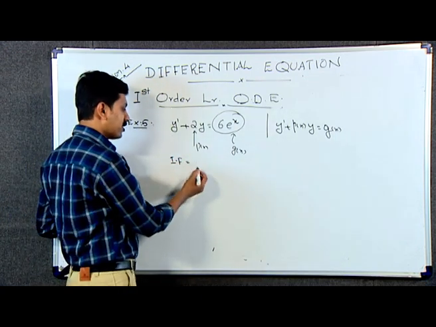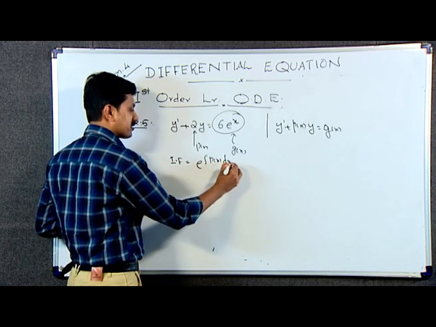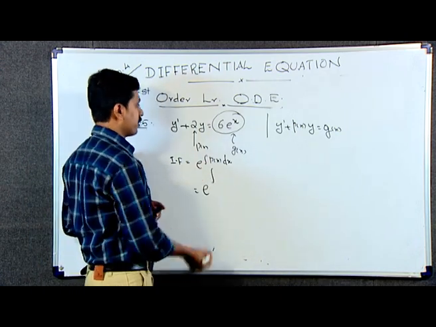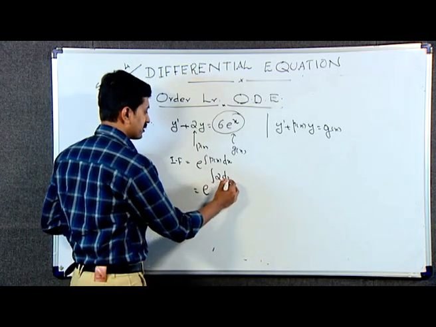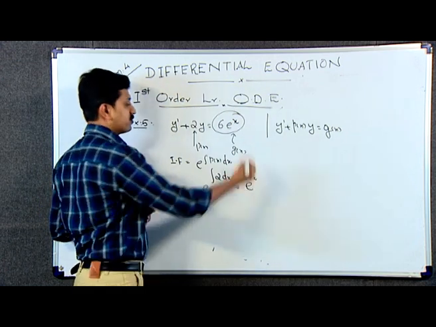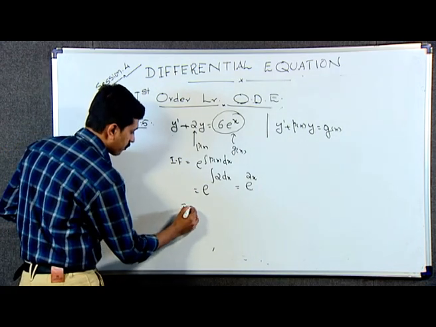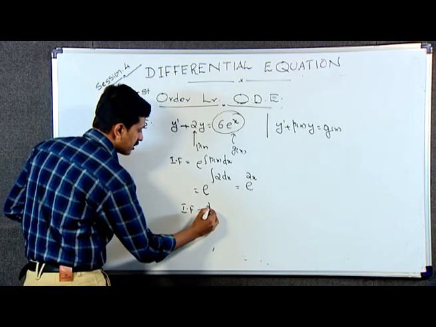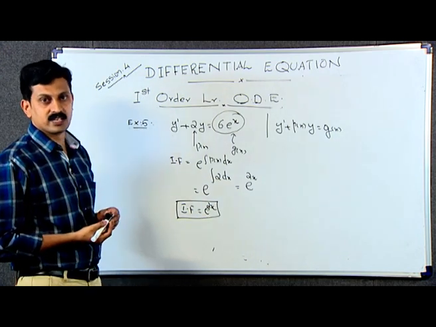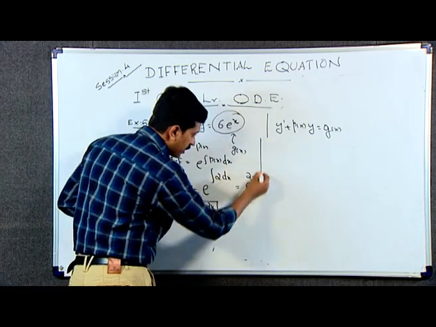Integrating factor is equal to e raised to the integral of p of x dx, which is e raised to the integral of 2 dx, that is e raised to 2x. So, therefore, the integrating factor is e raised to 2x. Now, we can move to the solution.